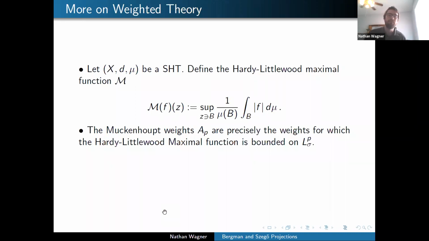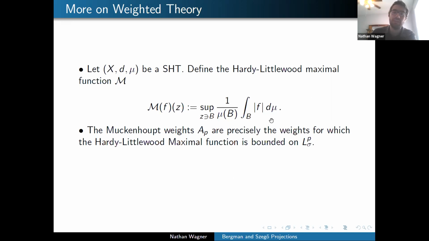And then if we, again, have a space of homogeneous type, we're going to define the following function, which is called the maximal function. And what this maximal function does is it looks at the worst averages of the function. So if I evaluate the maximal function at z, I take a supremum over all balls that contain the point z of the average of the absolute value of f on that ball.